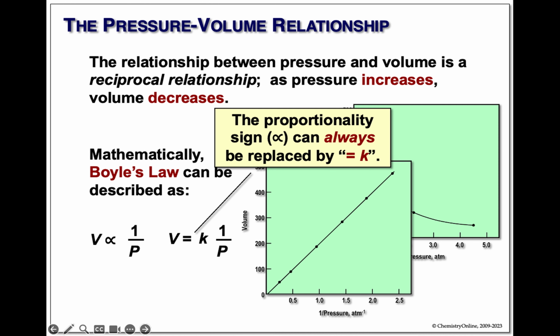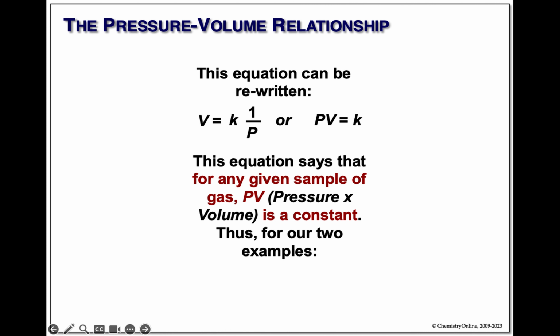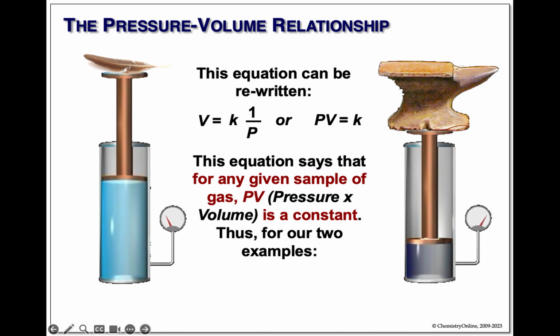All right, so let's think about our situation here. We said that volume was equal to some constant times 1 over P, right? If we take this and multiply both sides by P, we get this equation. PV equals K. Now with our piston, we had two situations, two extremes. One with a very light pressure, one with a very significant pressure. Large volume, small volume.